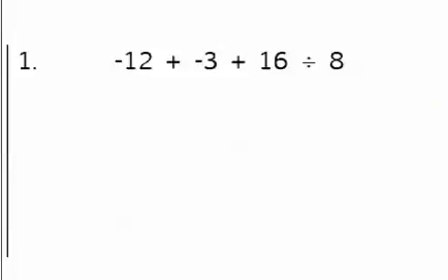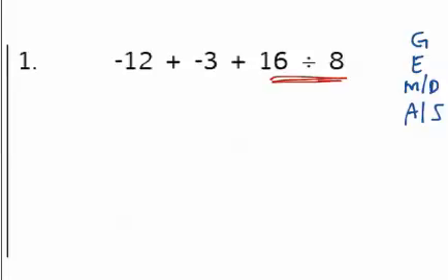Alright, so number 1, it says negative 12 plus negative 3 plus 16 divided by 8. I'm going to write GEMDAS on the side of my paper. Okay. So we see that we have some addition of negatives, and then we have some division. Okay, so I'm going to underline what I'm going to do first. When I do order of operations, it's always important to copy everything else down that you are not simplifying yet. So I'm going to copy that negative 12 plus negative 3 down, and then simplify the 16 divided by 8, which is 2.